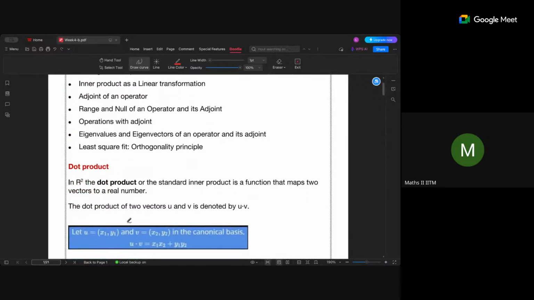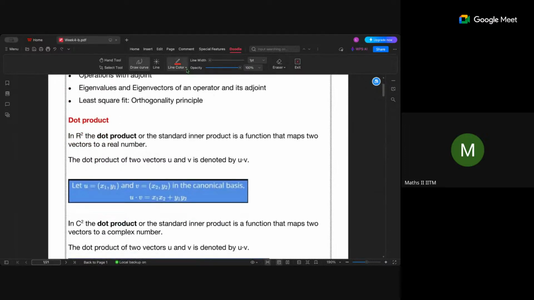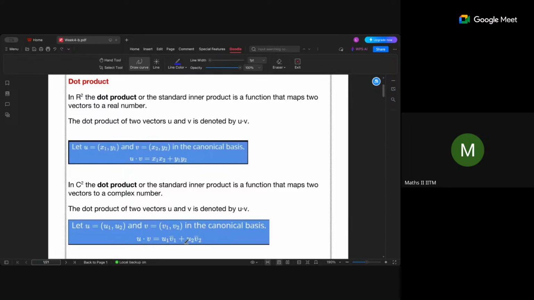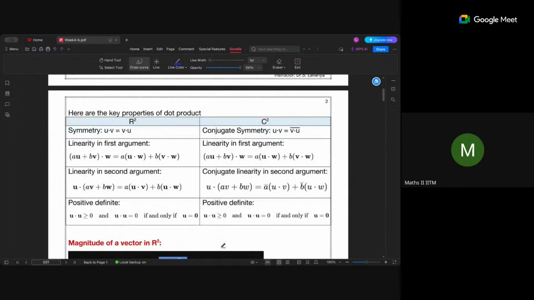Fine. So a quick glance at the topics covered in the previous class. What is the dot product in R2? If you take two vectors from R2, u dot v is just x1 x2 plus y1 y2. In C2, you have to be careful. You have to write u1 v1 bar plus u2 v2 bar. So what are the key properties of the dot product in R2 as well as in C2? In R2, you have the symmetry property, u dot v is equal to v dot u, and conjugate symmetry in C2, u dot v is equal to v dot u bar.